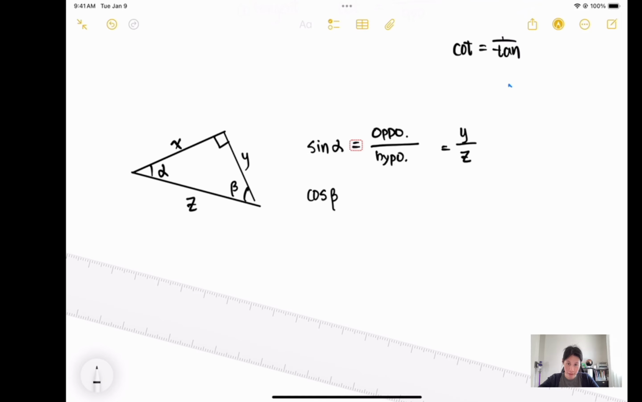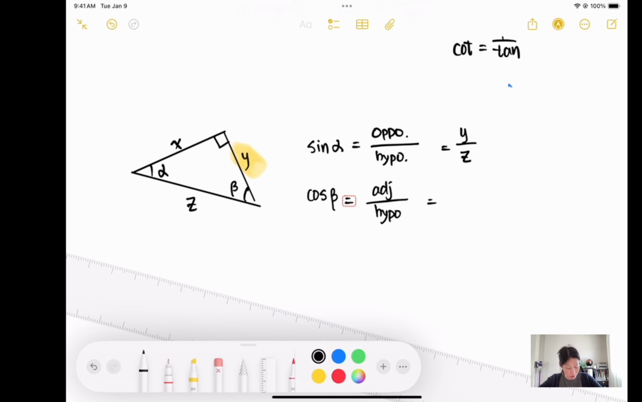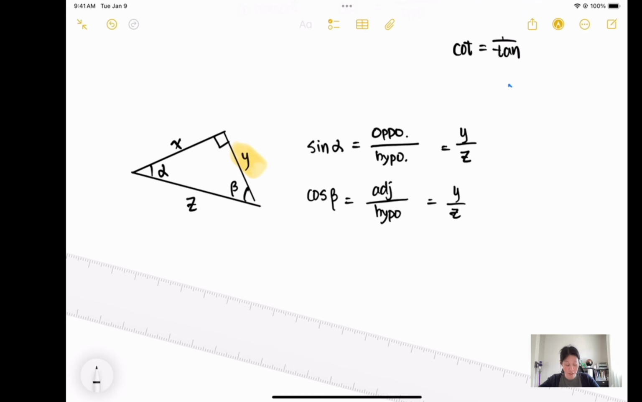Now, let's look at cosine beta. Let's see, this is equal to what? Cosine beta is equal to the adjacent side over the hypotenuse. So which one is the adjacent side of beta? Which is y, right? That's the adjacent side of beta. So we have y over the hypotenuse, which is the same over z. So look, sine alpha is equal to cosine beta. This actually is called cofunction. We will talk about that later in the next section.